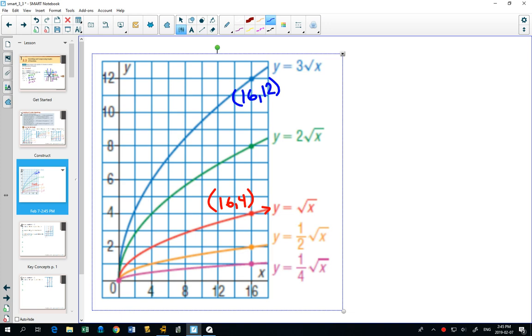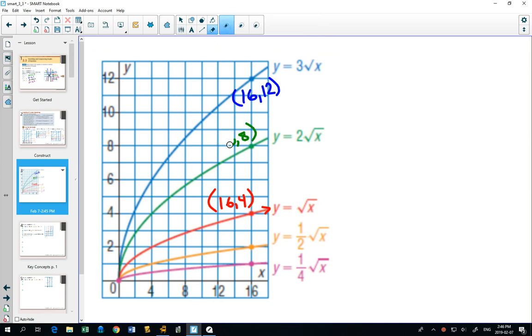On the green graph with the 2 in front, we have 16 comma 8. On the orange graph, we have 16 comma 2, and on the purple graph, we have 16 comma 1. And what we're going to look at is these specific points.